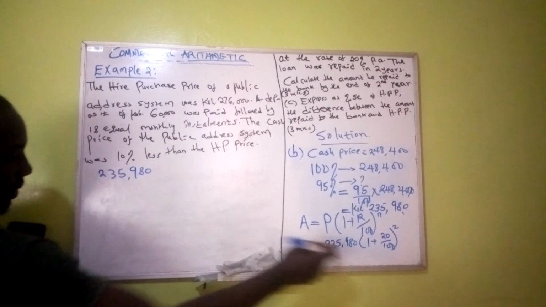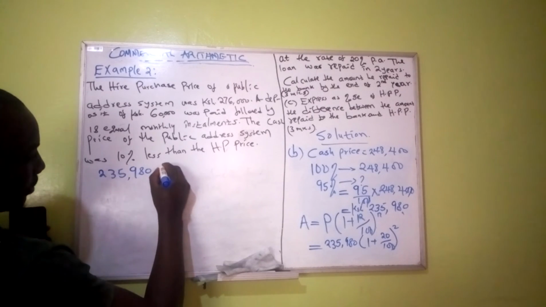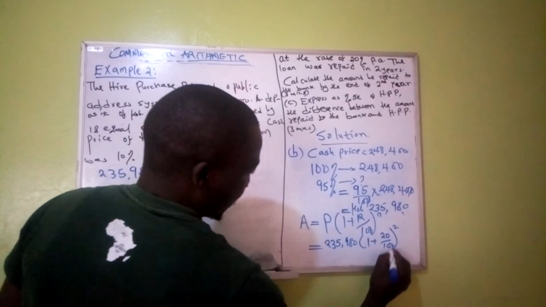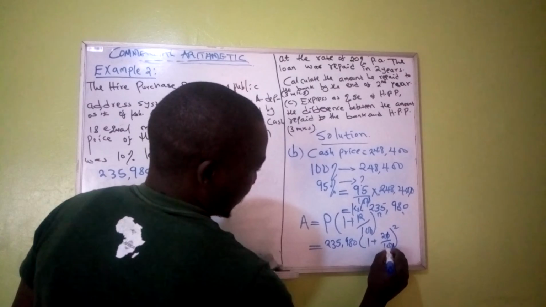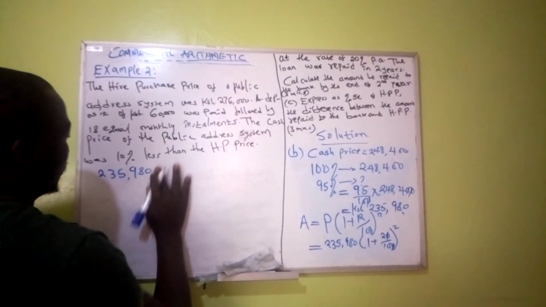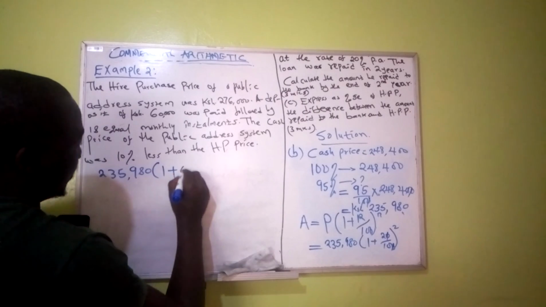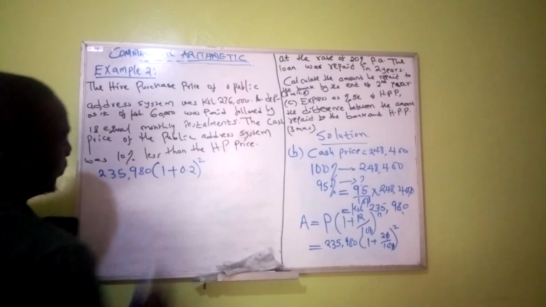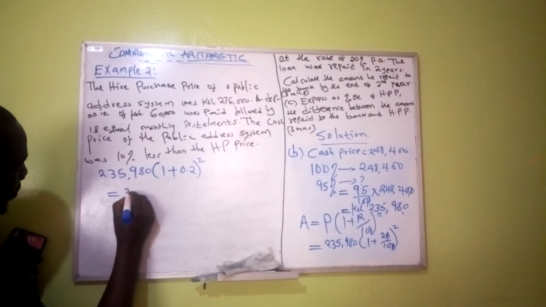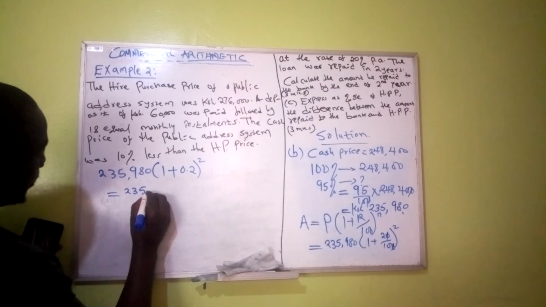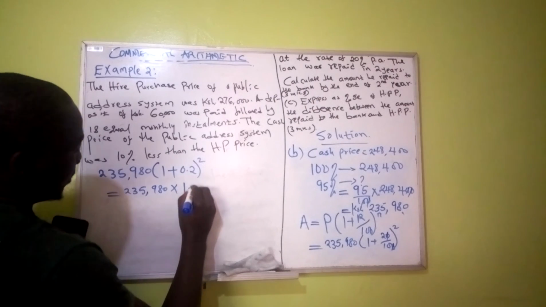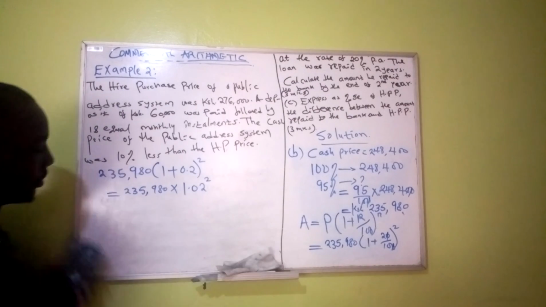235,980, this figure here, times 0.2 into bracket 1 plus 0.2 raised to power 2. Yes, this will be 235,980 times 1.2 raised to power 2.